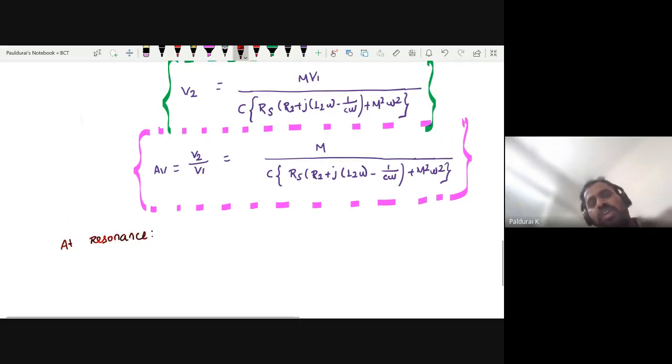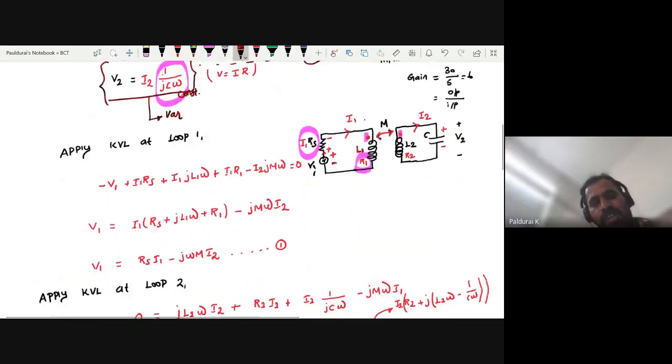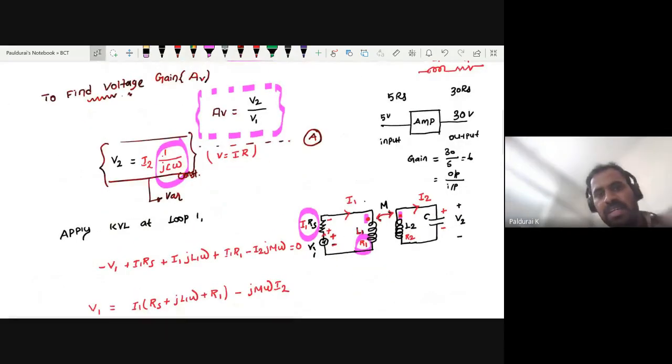At resonance, what do you mean by resonance? Now take this tank circuit. When will resonance occur? Anyone please? The reactance offered by the inductor equals the reactance offered by the capacitor, right?